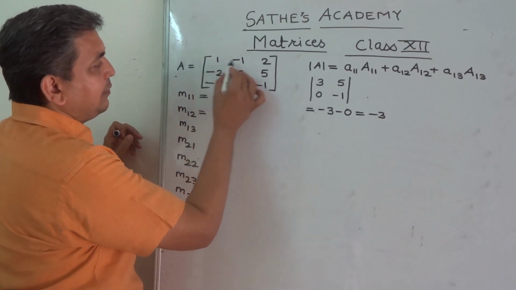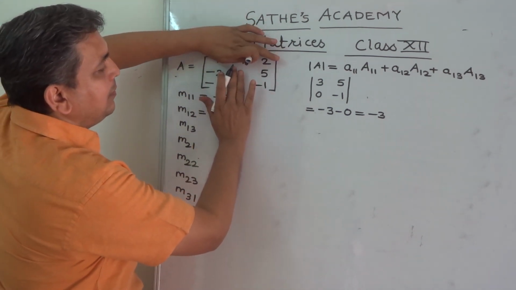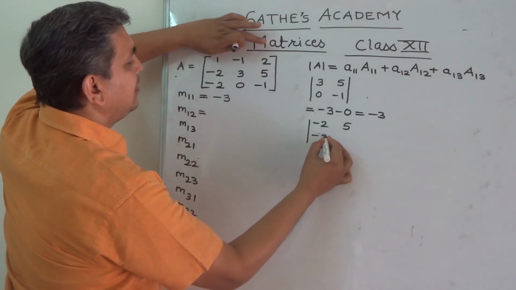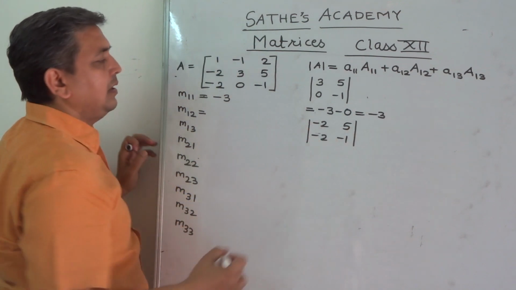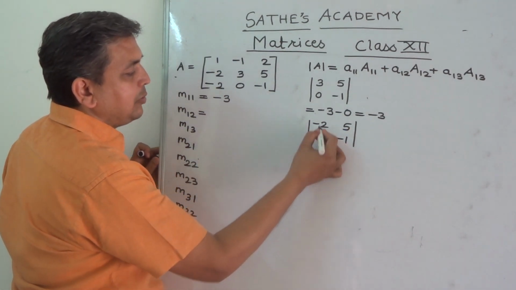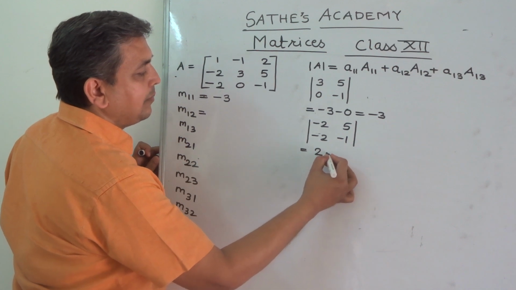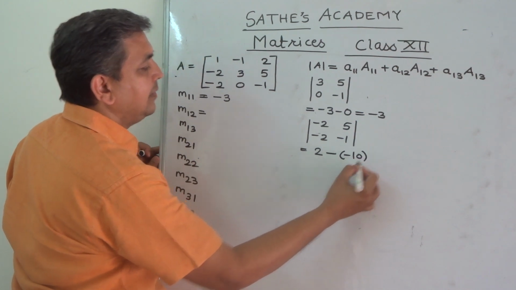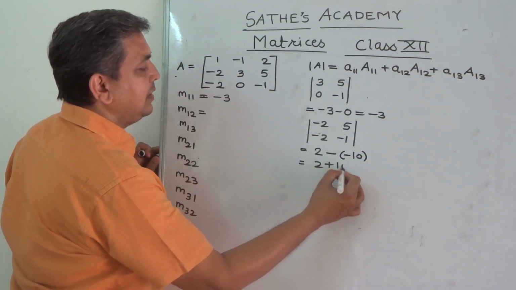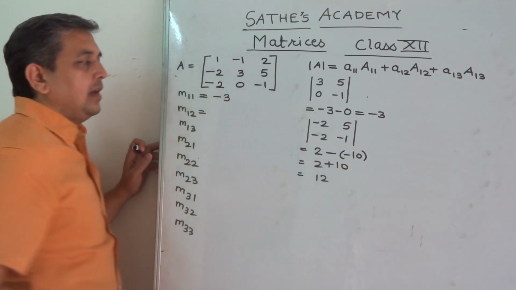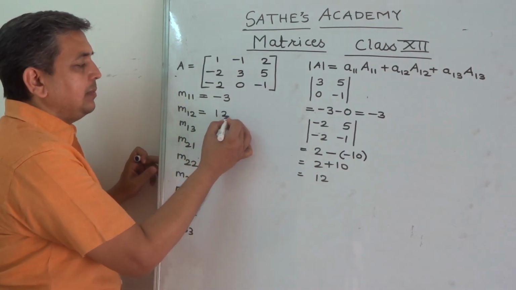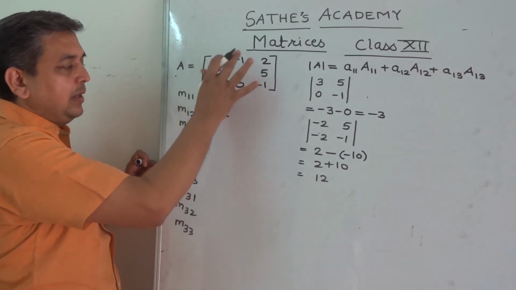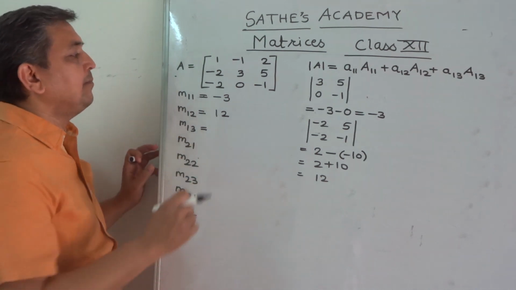M12, first row and second column is omitted and we get the determinant minus 2, 5, minus 2, minus 1. How to solve? Minus into minus is plus 2, minus into plus is minus 10. So it is 2 plus 10, that is equal to 12. I hope you understand this determinant, so I can go ahead with these sums orally. I am showing it over here, but we write the answers directly.